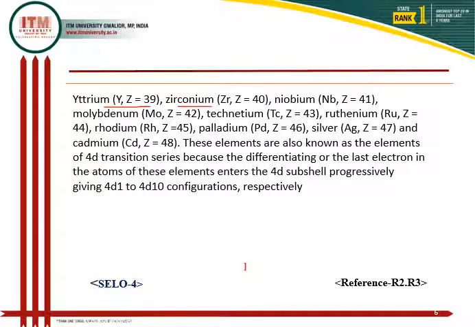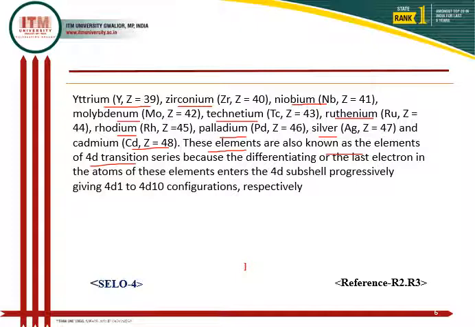Yttrium 39, zirconium, niobium, molybdenum, technetium, ruthenium, rhodium, palladium, silver and cadmium. So all these 10 elements come in the second transition series. These elements are also known as the elements of the 4D series. Why is it known as the 4D transition series? Because of the electronic configuration.